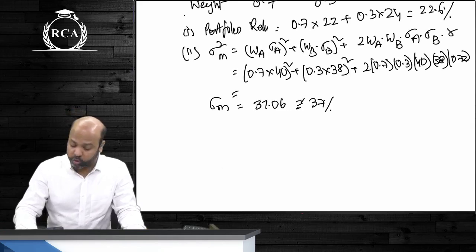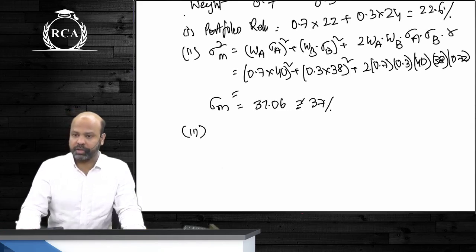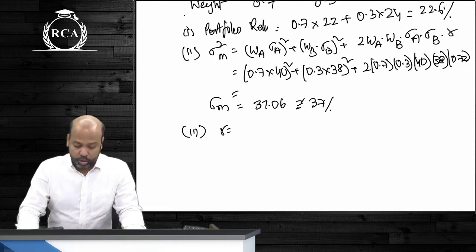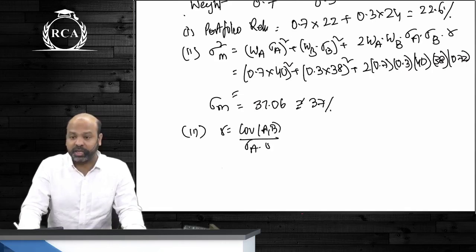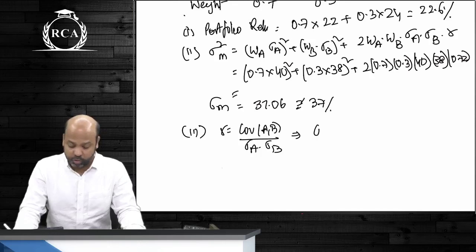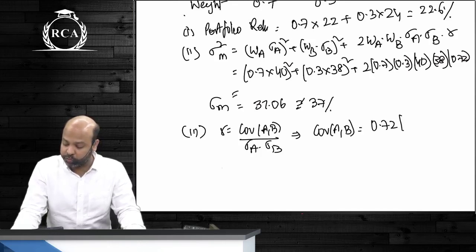How will you compute covariance using the correlation coefficient? What is the formula for R? Covariance between A and B divided by the product of standard deviations. Therefore, covariance between A and B, beta, will be equal to 0.72 into 40 into 38.